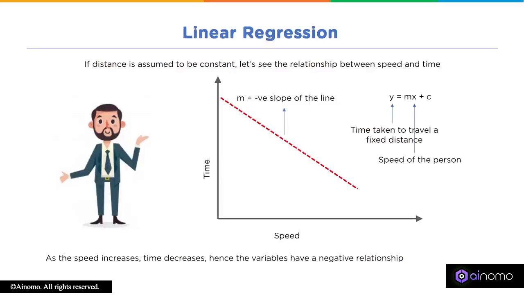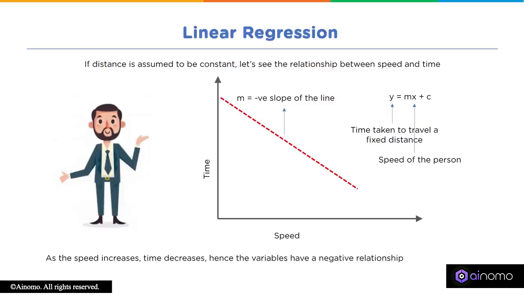When we put that into a linear regression model or a graph, if the distance is assumed to be constant, let's see the relationship between speed and time. And as time goes up, the amount of speed to go that same distance goes down. So now your m equals a minus ve slope of the line. As the speed increases, time decreases, hence the variable has a negative relationship. Again, there's our definition, positive relationship and negative relationship dependent on the slope of the line.